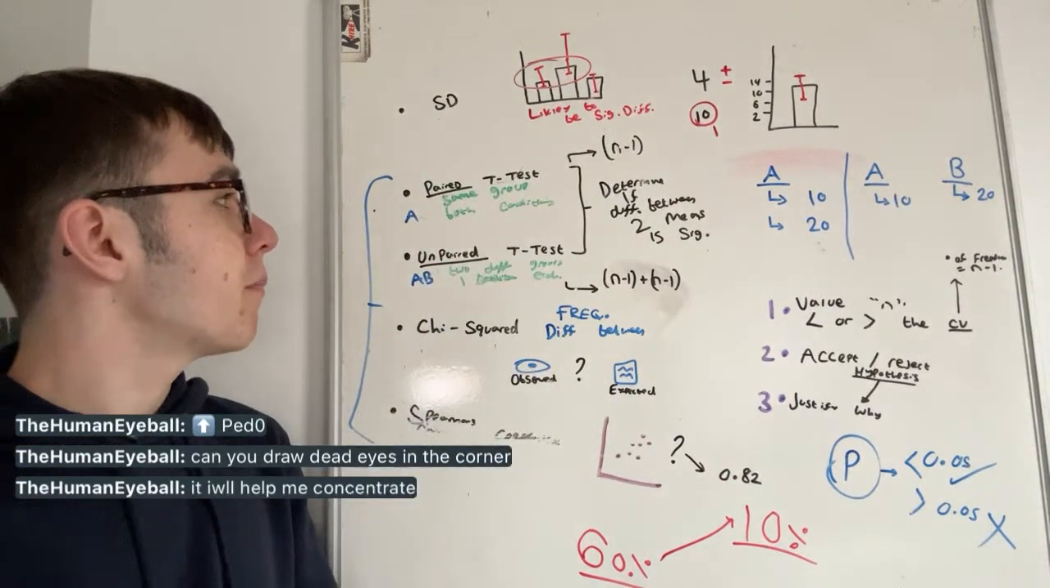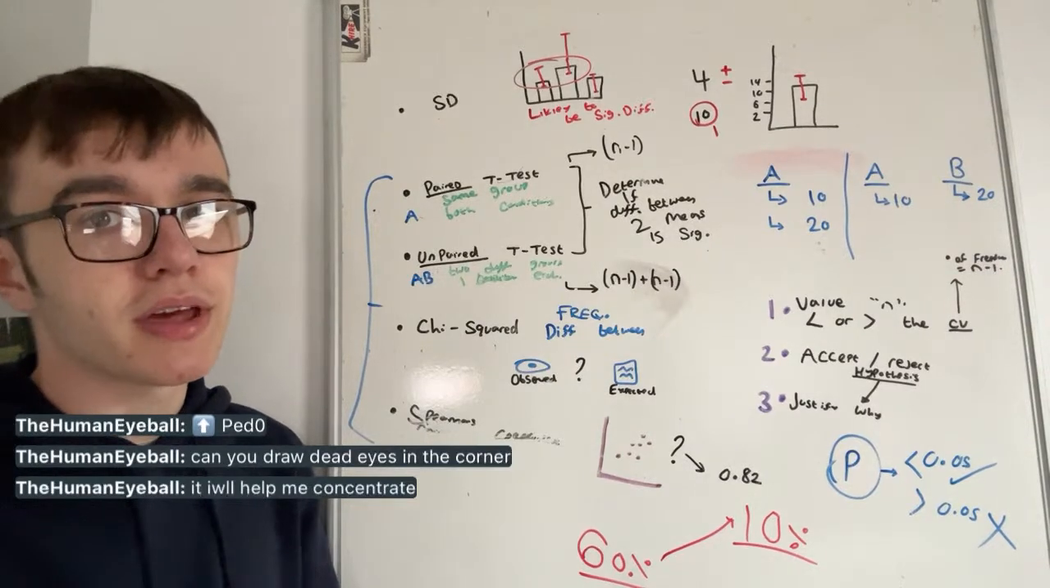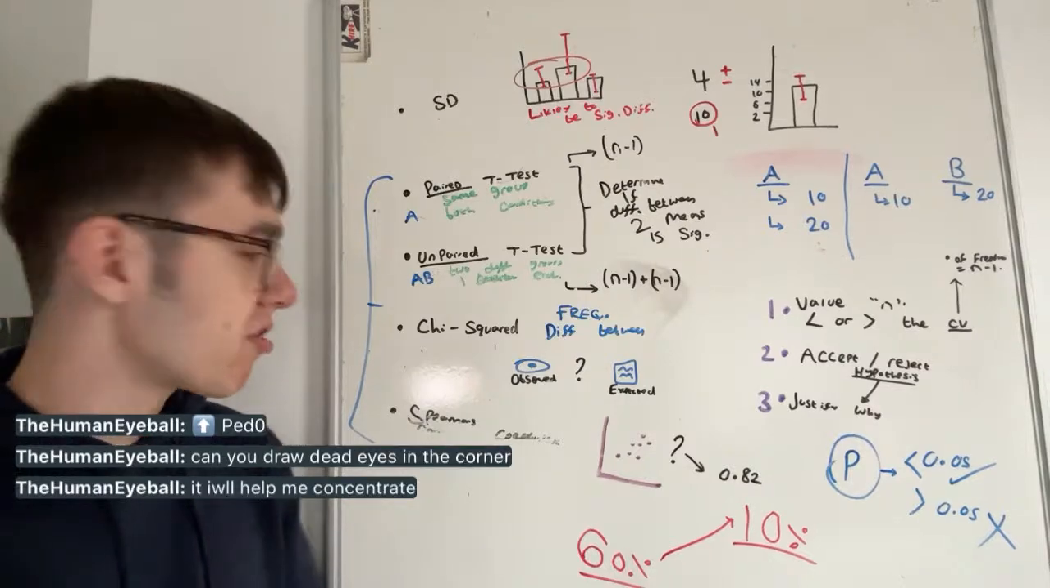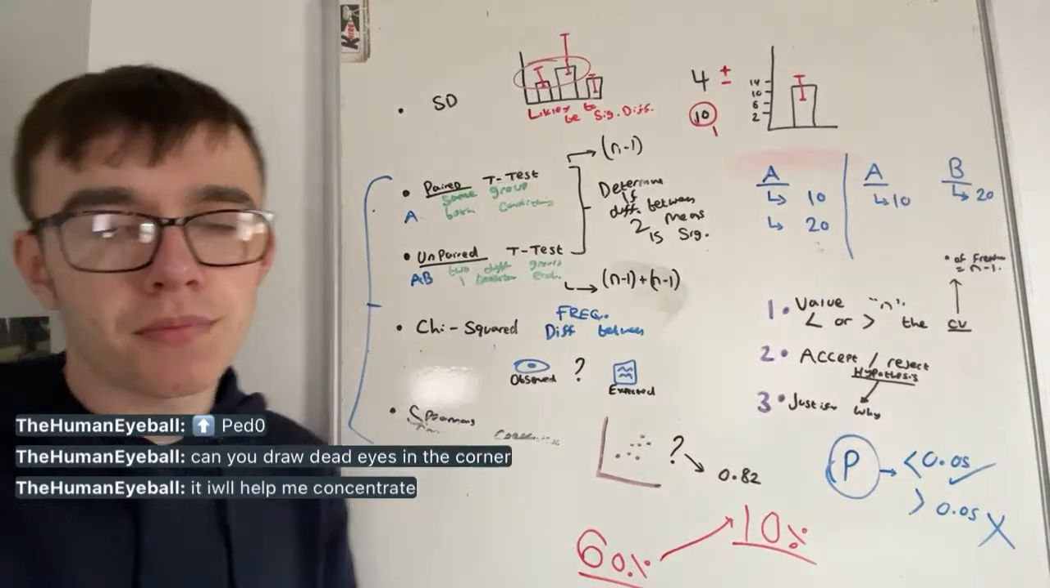Standard deviation. Paired is A, unpaired is AB. That'll already help me a lot in the exam to remember. Chi-squared is for frequency. Spearman's rank. We've done that in GCSE. It's easy.